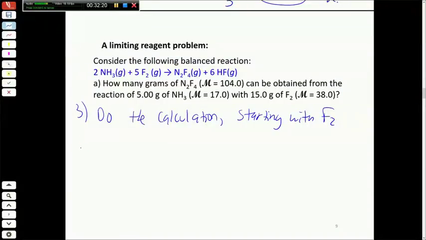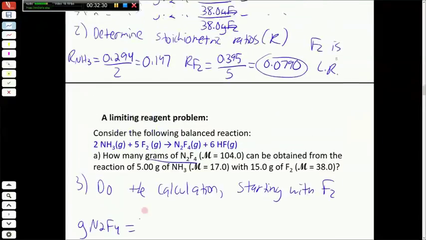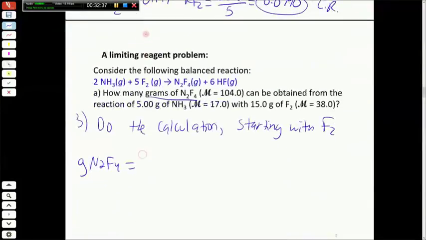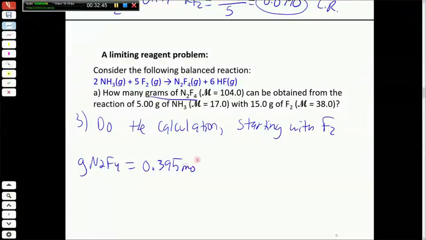So we're looking here for grams of N2F4, and we're going to use moles of limiting reactant as our starting point. Remember, we don't use the stoichiometric ratio that we found. We just use the number of moles. So there are 0.395 moles of F2. Alternatively, we could go back to the beginning and start with the grams of F2 and just redo that conversion, but we already did it once, so we don't need to do that step again. We've already determined that there are 0.395 moles of F2. We have moles of our one substance.